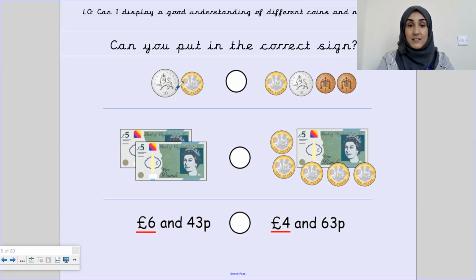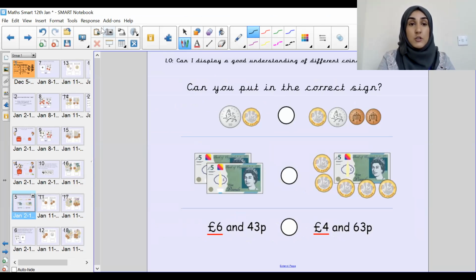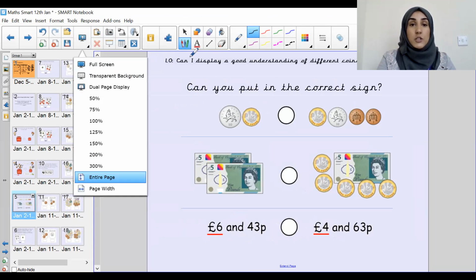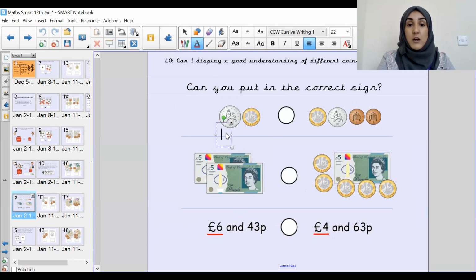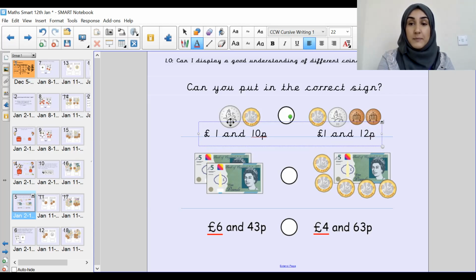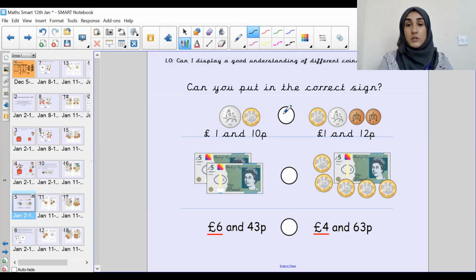Okay, welcome back, Morris class. How much money do we have on this side? I'm going to type it, otherwise it takes me forever to write. So we've got £1 and 10p on this side. We have £1 and 10 pence over here. Now, how much money do we have on this side? We have £1 and 12 pence. So which sign do we need to put in the middle? Which side has more? The greedy crocodile will always eat the bigger value or the bigger number.